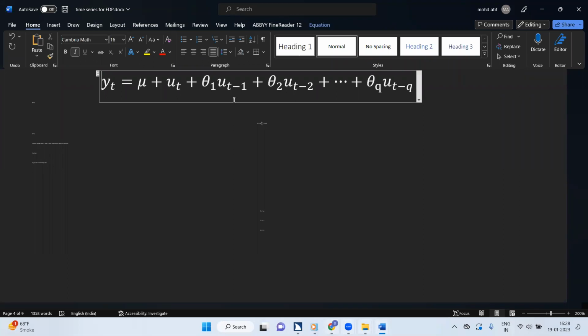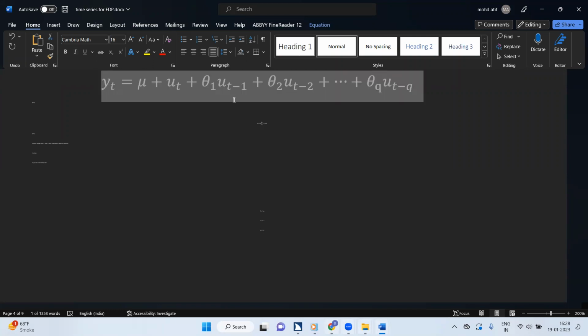So we add the 5 values, divide them by 5. Then we shift the window. So first year 1 to year 5, then year 2 to year 6, then year 3 to year 7, and so on. That moving average is different. This is the stochastic version of that moving average, and we call it a moving average process. Yt depends on the past errors.